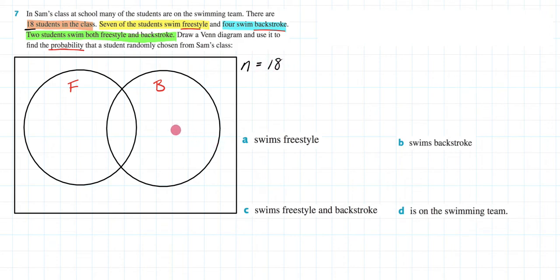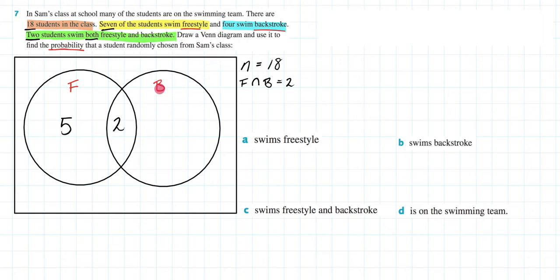The next thing that we know is that 2 students swim both freestyle and backstroke. So we could say that F intersection B is going to equal 2. So I can put a 2 here. Now we know that 7 students swim freestyle. So in this circle for freestyle, we know 7 students have to be in here. We already have 2 here, so that means we're going to have 5 who only swim freestyle.